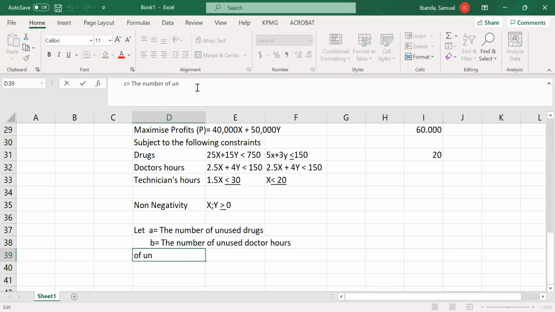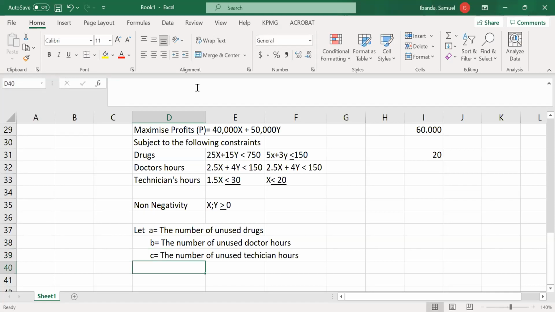The number of unused technician hours. So we're just trying to leave a room, because sometimes when you reach the level of optimality, you might have some unused hours, okay? Or unused drugs. That is very possible. So let this be technician hours, like that.